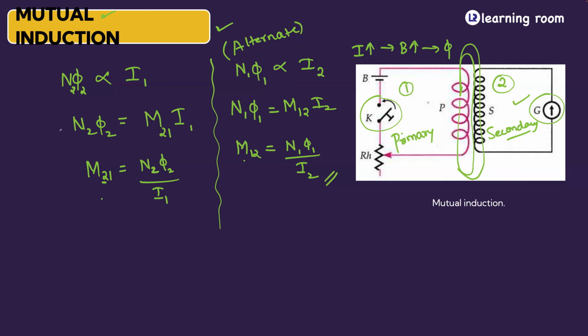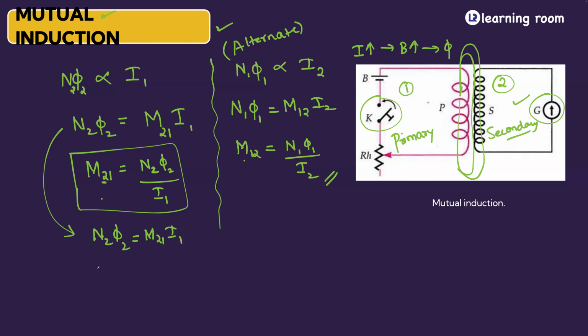Now, from this expression, if I observe, I know that N2 phi 2 is equal to M21 times I1. See, first of all, this is one of the definitions of mutual inductance. The next thing is I need to know the relation between EMF and mutual inductance. So for that, if I differentiate on both the sides, what will I get?